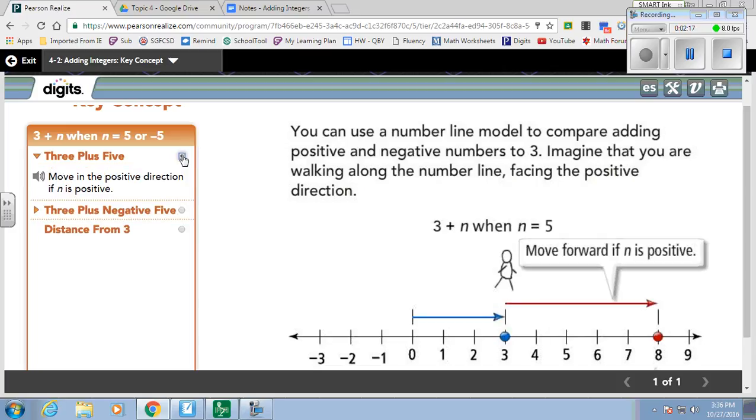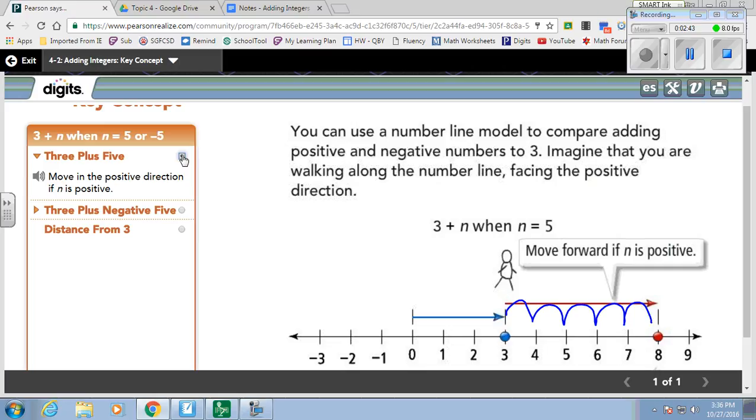So what they're showing us here is that if you have 3 plus n, when n is 5, you would move forward if n is positive. And their drawing of a cube, and it's about as approximate how I would draw. So they're showing here with another line, a little bit higher than the blue line, that they moved 1, 2, 3, 4, 5 spaces. They didn't end at 5, they moved 5 spaces, so right now they're at 8.